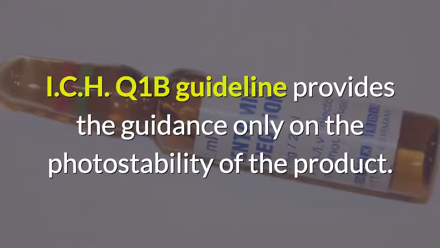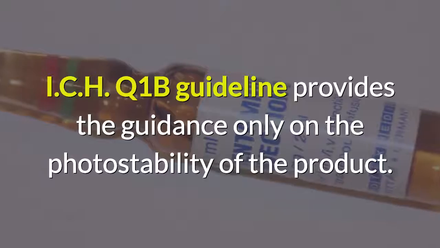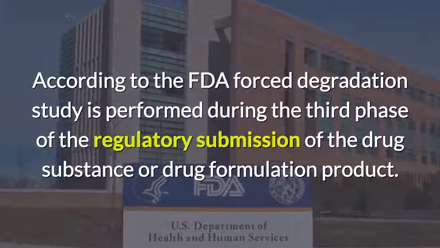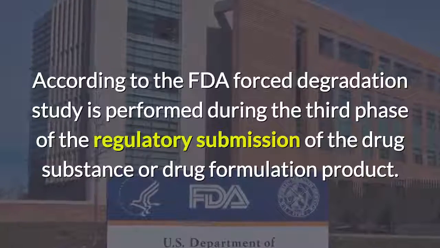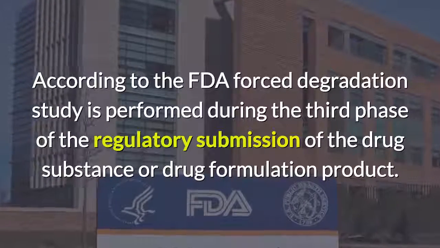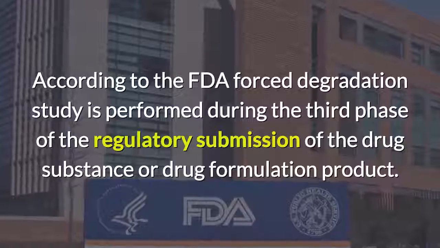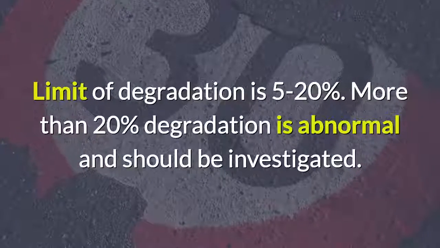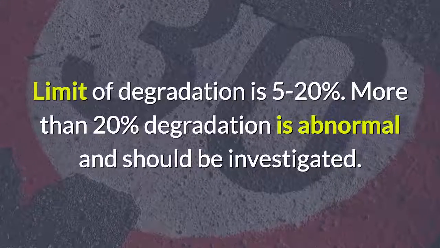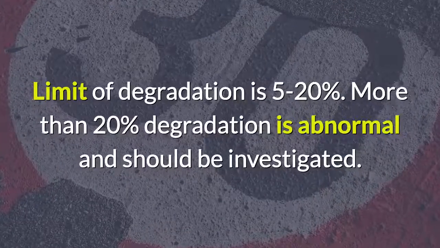ICH-Q1B guideline provides the guidance only on the photostability of the product. According to the FDA, forced degradation study is performed during the third phase of the regulatory submission of the drug substance or drug formulation product. Limit of degradation is 5 to 20%. More than 20% degradation is abnormal and should be investigated.